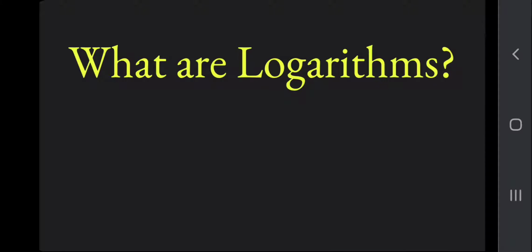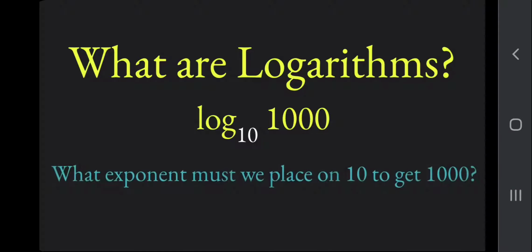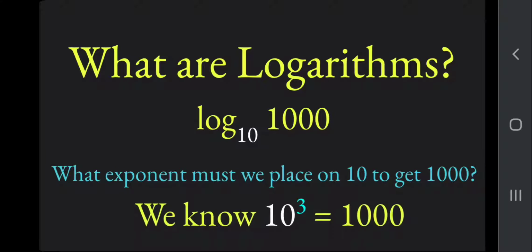All right, we're going to take a quick look at what logarithms are. So when you see something like log base 10 of 1,000, the question you want to ask yourself is, what exponent do I have to place on the 10 in order to make 1,000? Well, we know that 10 to the third power is 1,000, and so what that means is that log base 10 of 1,000 is actually 3.